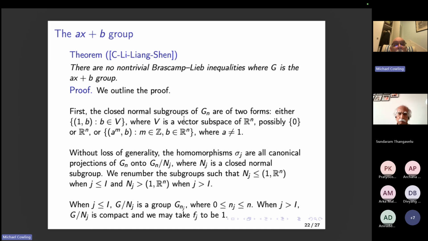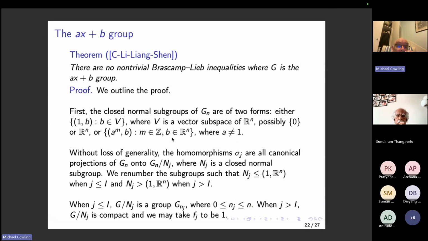And the other possibility is that we can get subgroups that take just powers of some number A not equal to 1, and then B, where B is the whole of Rn. Now, the way that we prove this is very similar to the way that we prove the result for the Heisenberg group, and I'm not going to go through the details, but it's a matter of looking at what conjugation does in the affine group, and it's quite easy to arrive at this result.